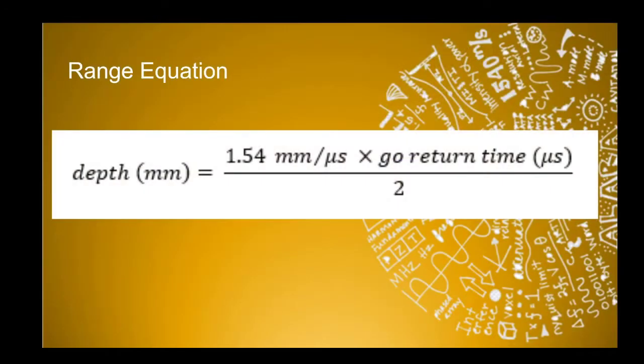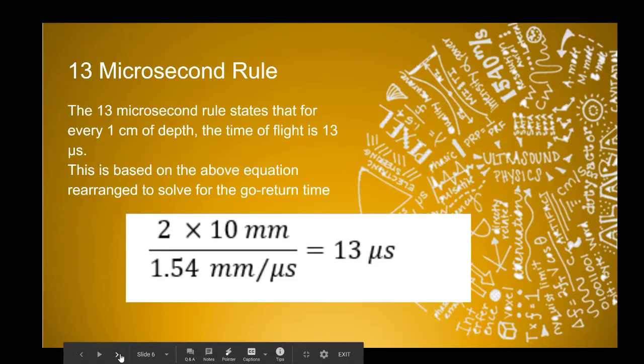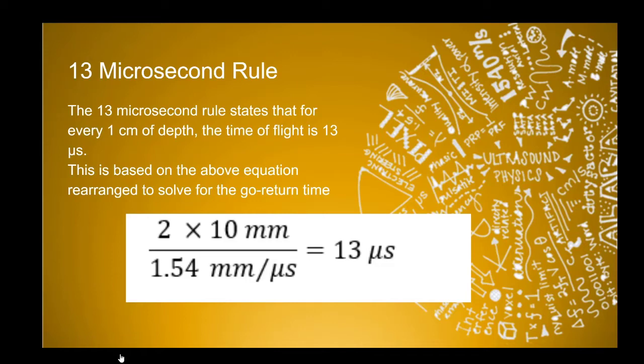Now you might be looking at that equation and thinking, how am I going to multiply 1.54 times microseconds and then divide that by 2 in my head? Well, there is an awesome thing that we know about this equation. And that is the 13 microsecond rule. So if you can add multiples of 13 together, you are going to be golden, because the 13 microsecond rule tells us that for every 1 centimeter that a reflector is into the body is going to take 13 microseconds for the sound to travel to that reflector and back to the ultrasound unit.